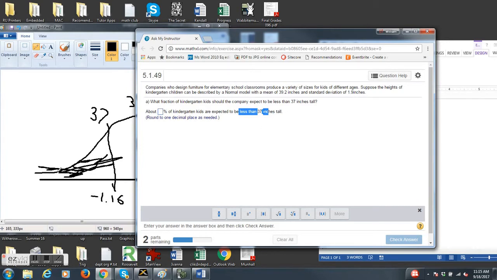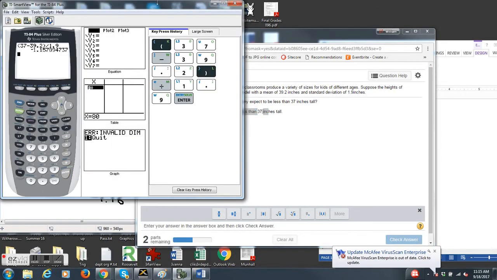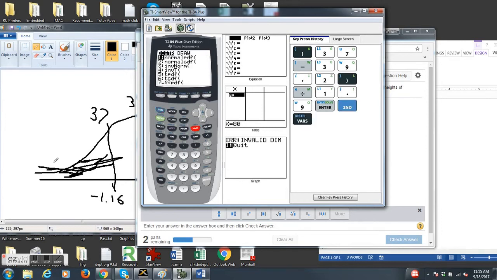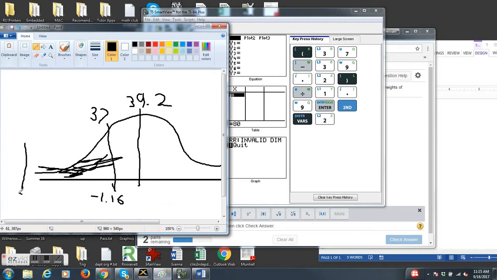On the calculator, I use that z-score. Everything lives in the distribution menu, which is right above the vars key. So I pick second vars. I'm trying to find the area, so that's the cumulative distribution, normal CDF. So I hit 2 here. This has to go left to right, so it doesn't necessarily do less than. So I just pick a value way out there, like negative 9, and go from negative 9 to negative 1.16.